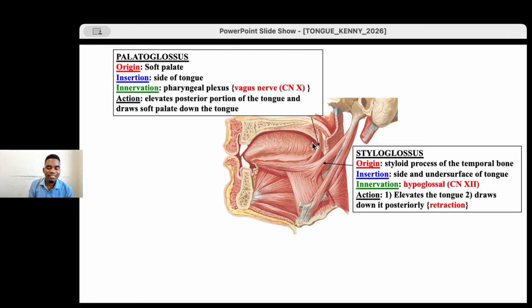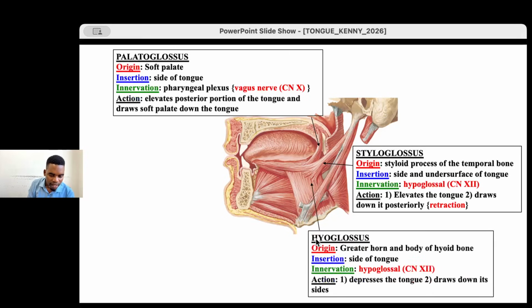What is the nerve supply of the styloglossus? All muscles of the tongue are supplied by the hypoglossal nerve, with the exception of the palatoglossus muscle, which is supplied by the pharyngeal plexus through the vagus nerve. Next is going to be your hyoglossus muscle, and the hyoglossus muscle is taking origin from the hyoid bone. It is going to insert on the side of the tongue. What happens when this muscle contracts? Number one, it pulls the tongue inferior, so it depresses the tongue, and this depression of the tongue makes the tongue flat. So the hyoglossus muscle flattens the tongue, but also it draws it to the side.